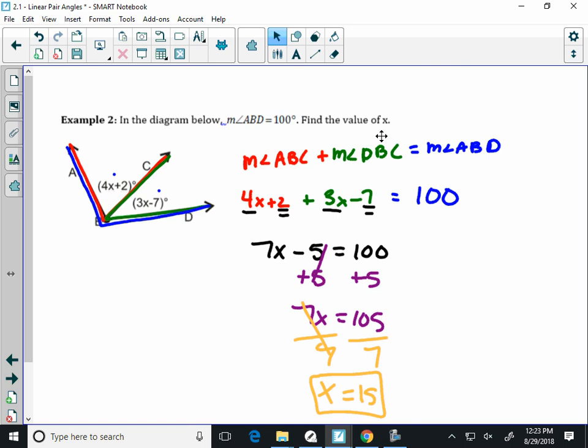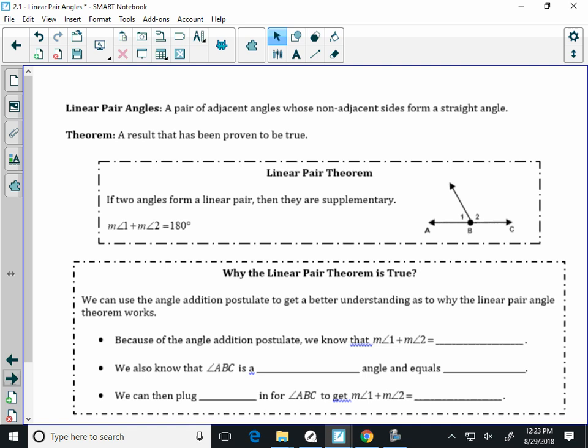That's the angle addition part. Add the two little angles together equals the degree. Having an understanding of angle addition postulate will help us understand linear pair angles, the whole thing we're trying to learn today. Okay?